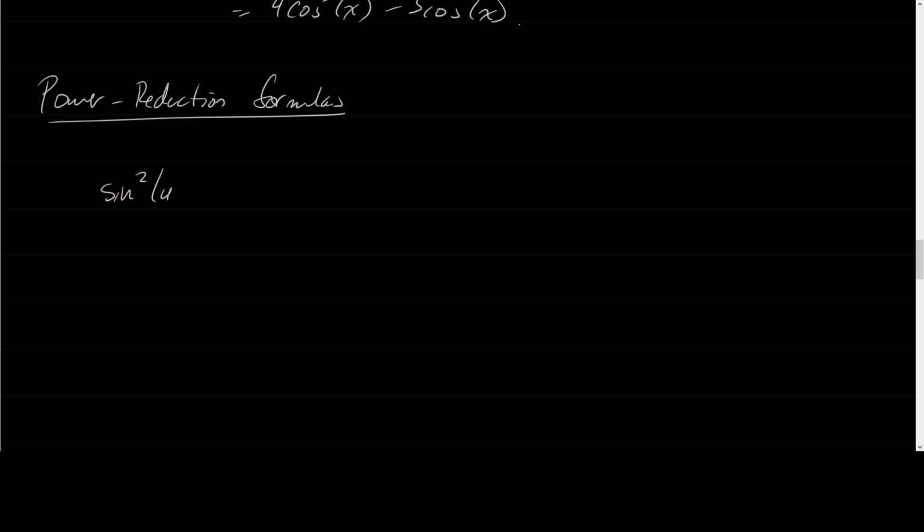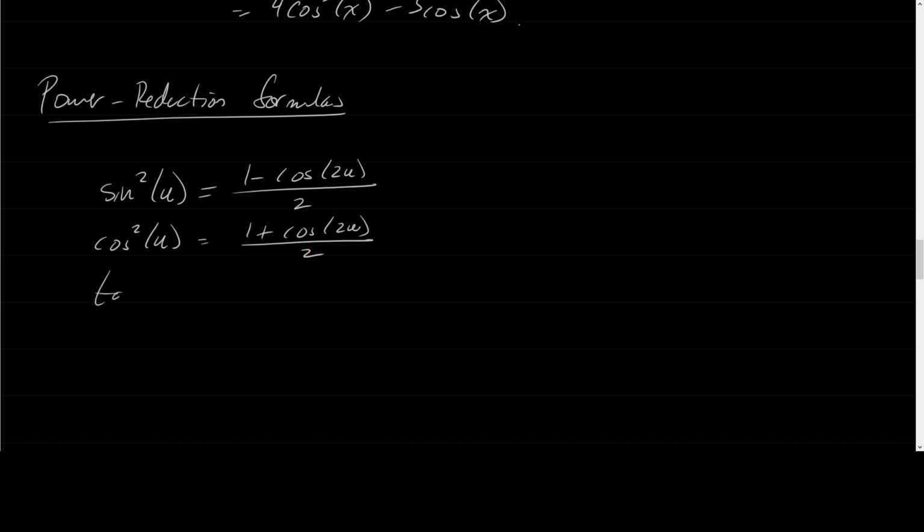If I have sine squared of u, that's equal to 1 minus cosine of 2u over 2. Cosine squared of u is equal to 1 plus cosine of 2u over 2. And then tan squared of u is equal to 1 minus cosine of 2u over 1 plus cosine of 2u. All right, now, where do these come from?